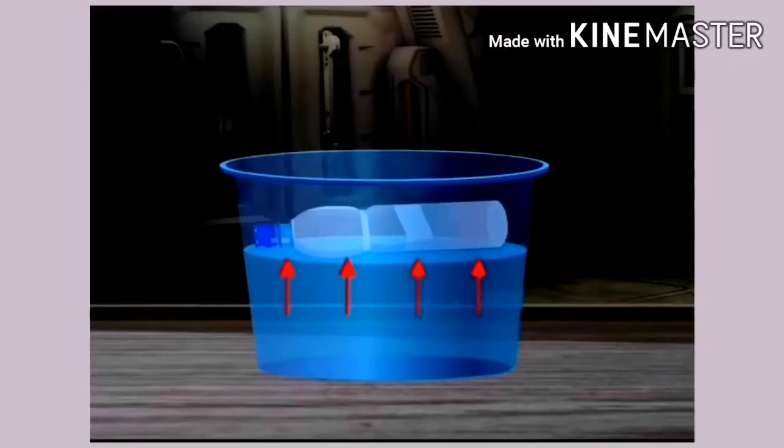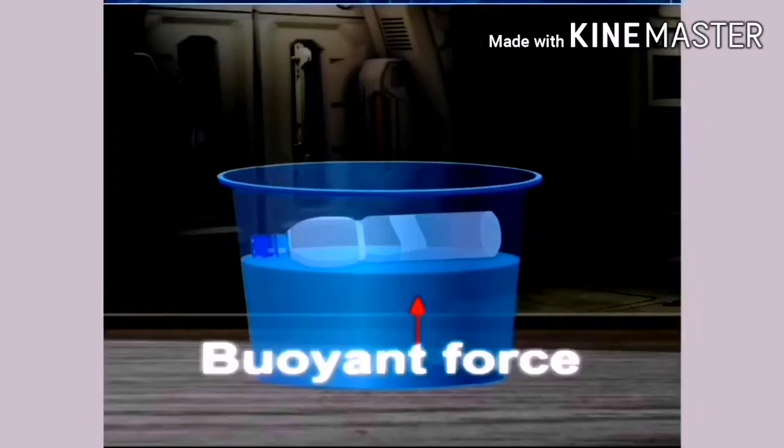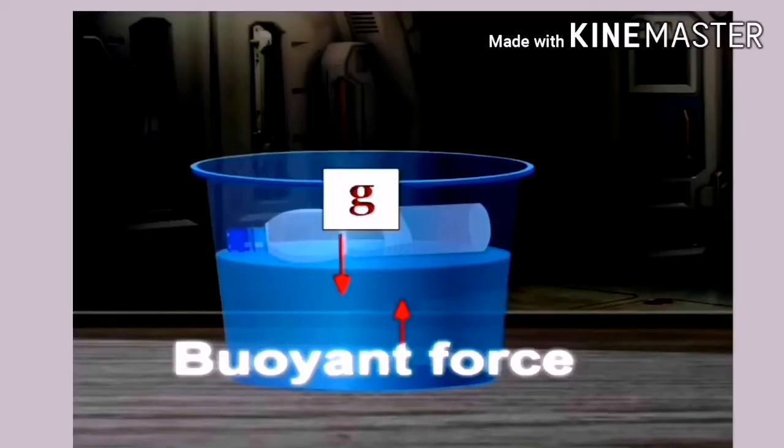Now students, when you release the bottle, it rises to the surface and floats on the water. So students, this is buoyant force that we showed with the help of the experiment. Students, always remember that buoyant force acts opposite to the force of gravity. Clear? It is the opposite force of gravity.